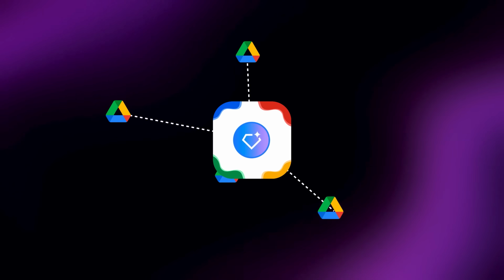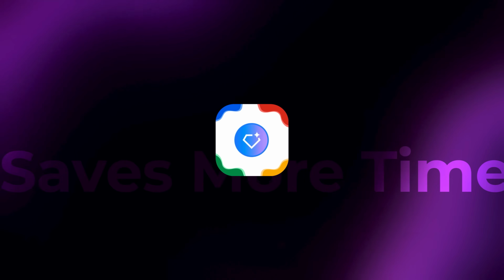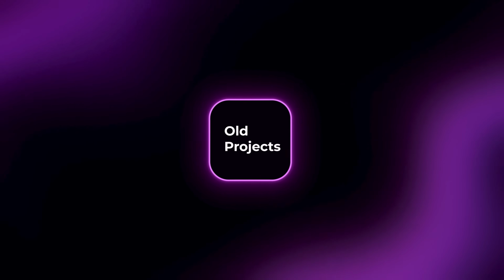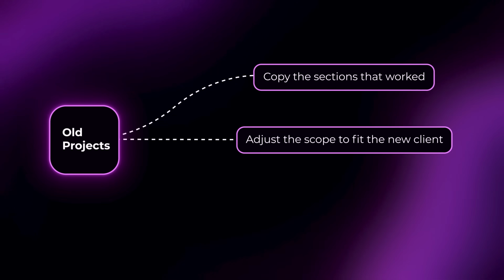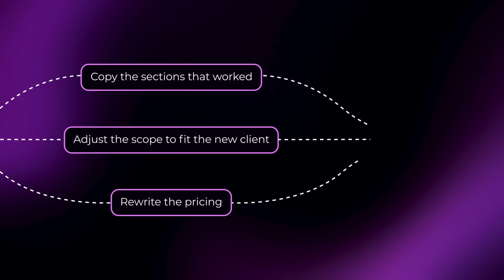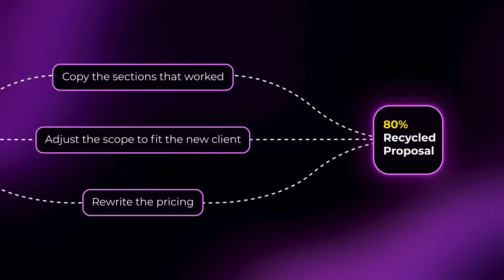Now this handles content, but the gem's ability to pull from Drive opens up another use case that saves even more time, especially if you run a service-based business and find yourself rewriting the same proposal structure every time a new client reaches out. I tracked how long I was spending on proposals last month, and it averaged out to about 50 minutes per lead. Not because the proposals were difficult, but because every time I'd go dig through old projects, copy the sections that worked, adjust the scope to fit the new client, and rewrite the pricing, by the time I was done, I'd produced something that was 80% recycled from the last one anyway. This system cuts that down to about 15 minutes.